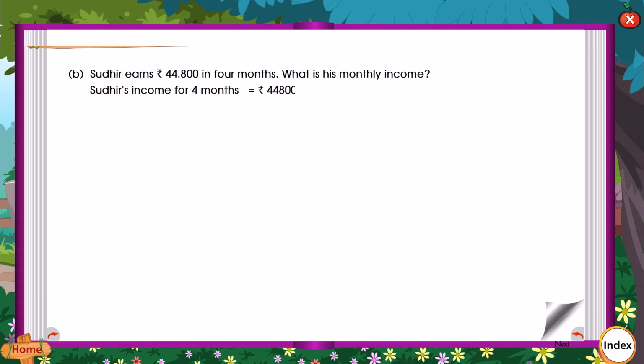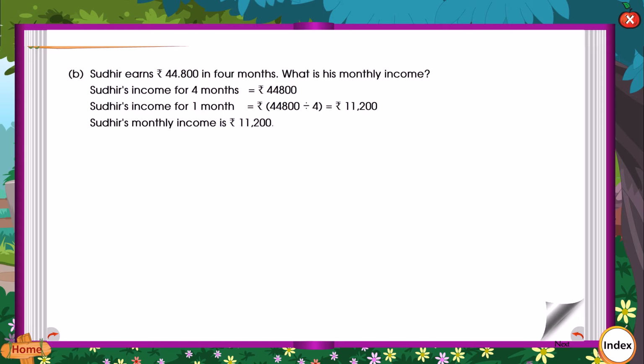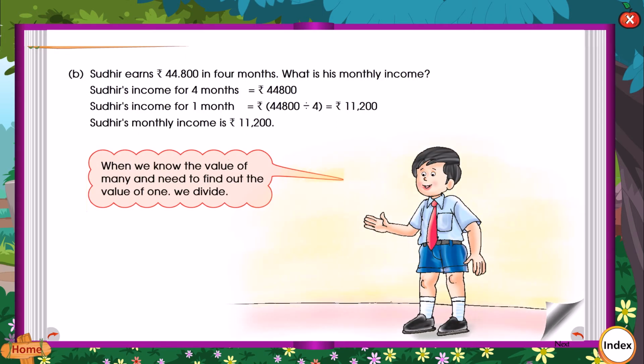B. Sudhir earns rupees 44,800 in 4 months. What is his monthly income? Sudhir's income for 4 months is equal to rupees 44,800. Sudhir's income for 1 month is equal to rupees 44,800 divided by 4 is equal to rupees 11,200. Sudhir's monthly income is rupees 11,200. When we know the value of many and need to find out the value of one, we divide.